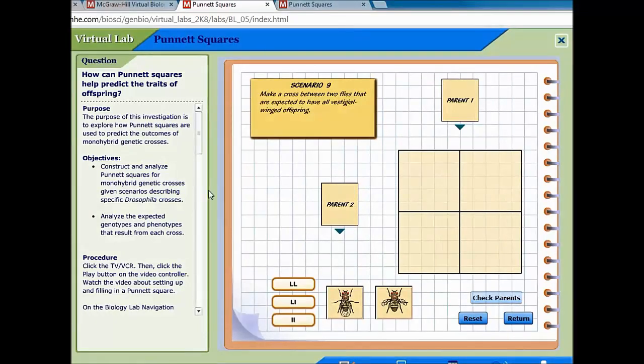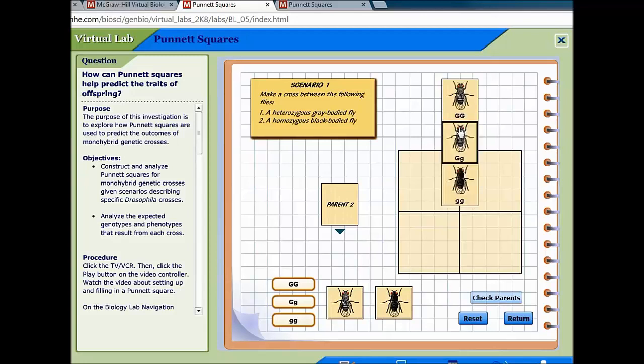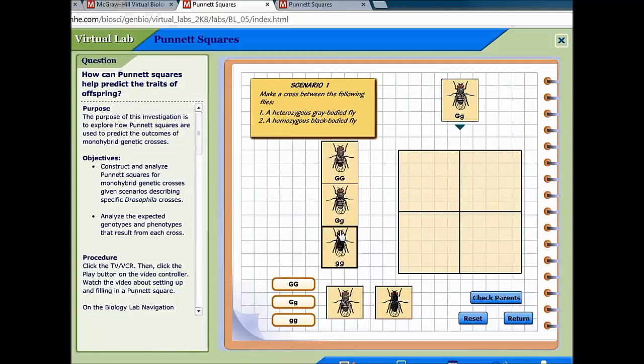All right, now we're in the lab, and every time you want to run a new scenario, they come up randomly, 1 through 10, you reset it. See? Okay, so let's start with scenario 1. We want to make a cross between a heterozygous gray body. So let's look at our parent 1. It's going to be heterozygous and gray, that one there in the middle, with a homozygous black.